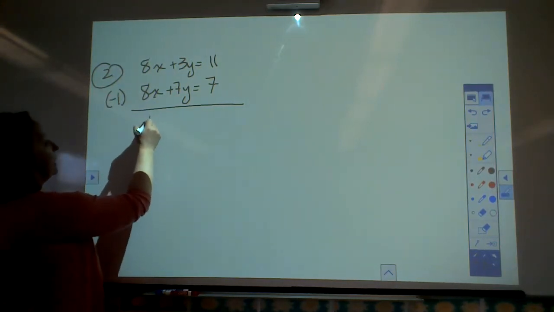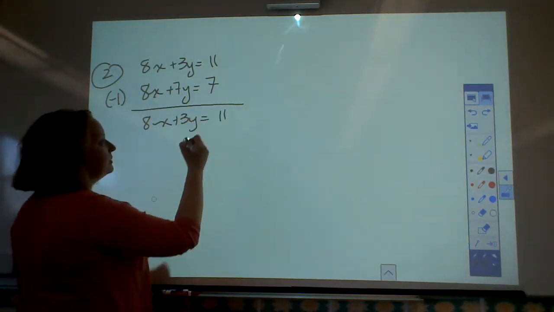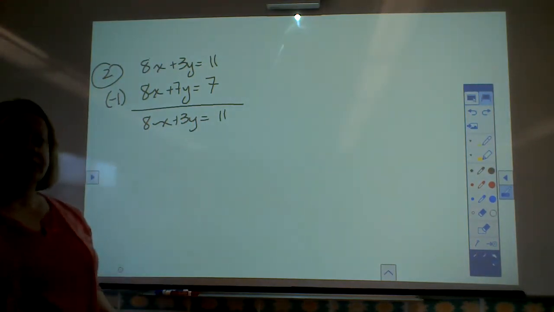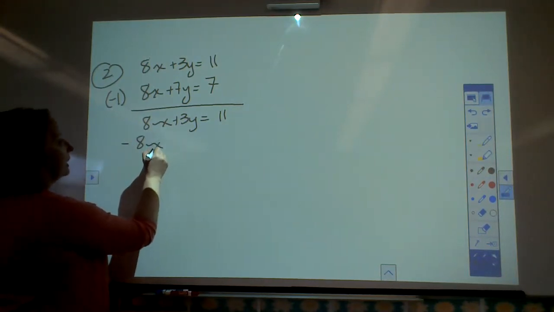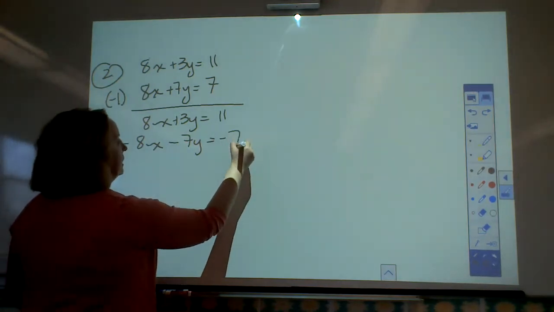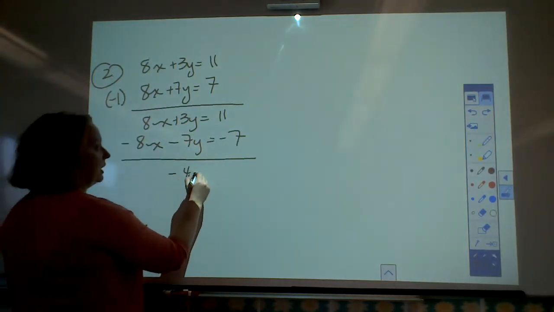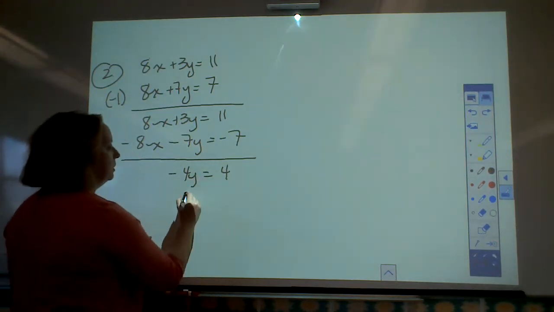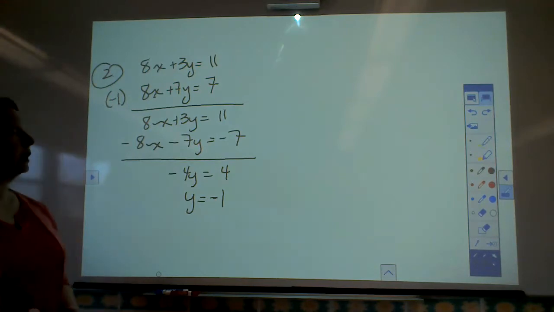So we get 8x plus 3y is 11. All I did was just recopy the first equation. I'm going to take a negative through. 8x, -8x minus 7y is -7. So we get -4y equals 4. Y equals -1. Okay?